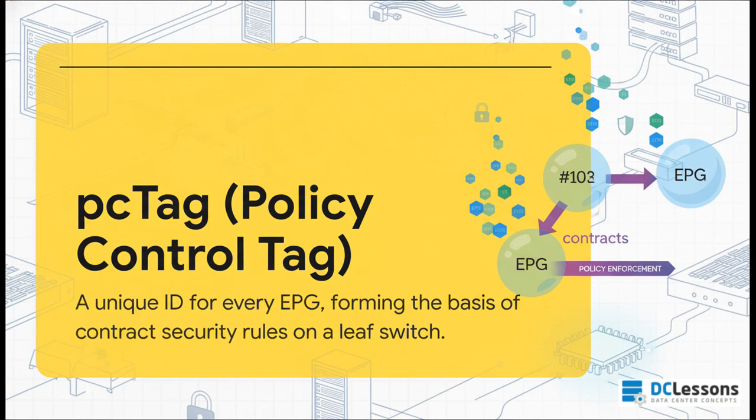So when you create a contract between, say, your web EPG and your DB EPG, you're not actually telling the switch to connect those names. Nope. You're telling it to create a rule between their underlying pcTag numbers. And that is how the abstract policy gets translated into something a piece of hardware can actually understand and enforce.